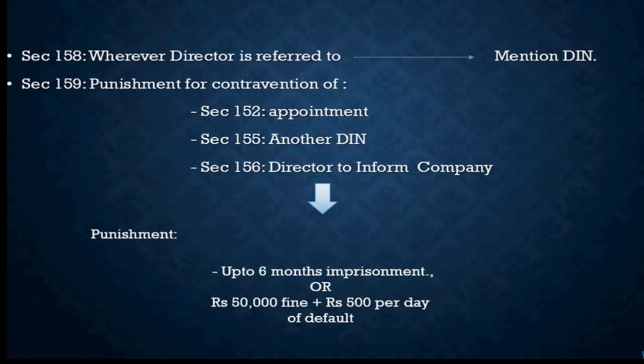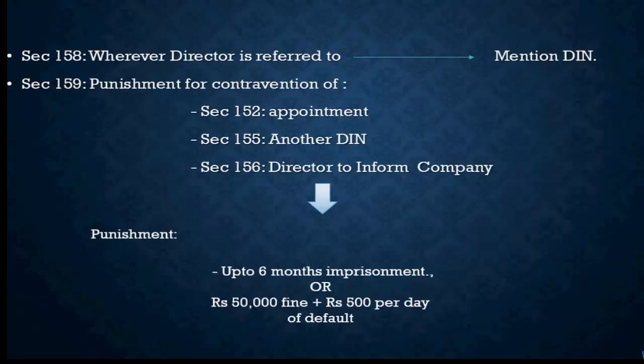So before ending this lecture today, we would revise the various sections. Section 152 subsection 3 says that the DIN is mandatory. Section 153 talks about the point that the individual has to make an application to the CG, and under 154 the CG has to allot DIN within a period of 1 month. As per 155, no person can hold more than 1 DIN. As per 156, the director has to intimate DIN to the company within 1 month. 157, the company has to intimate the DIN.